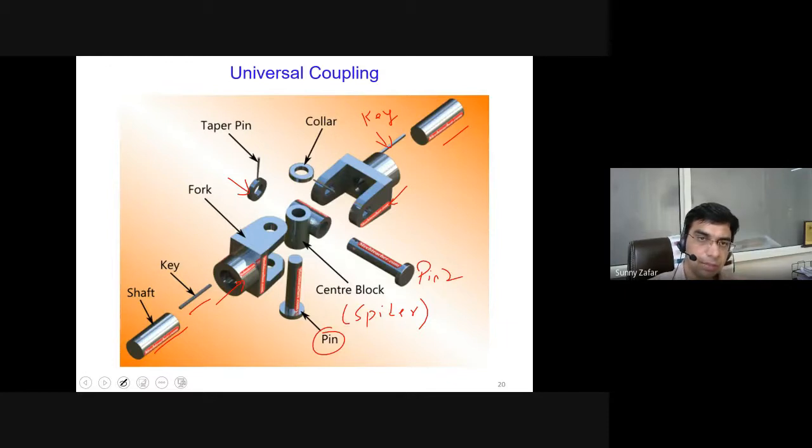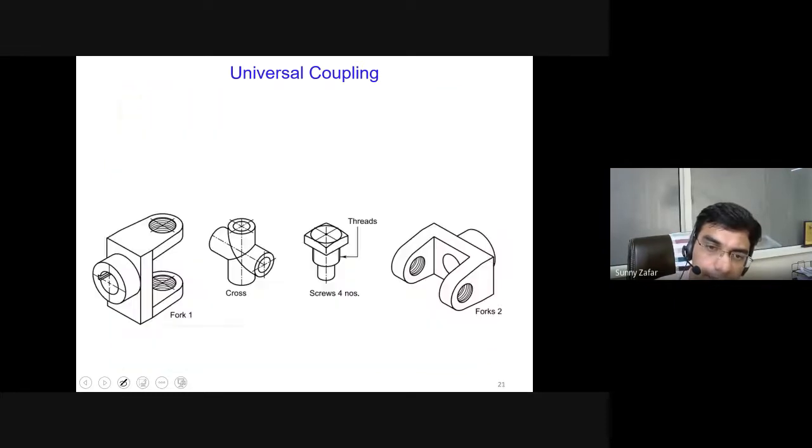But the flexibility of the universal joint is it can provide X and Y motion in both the axes to the shaft at a certain angle, say 10 to 15 degrees.